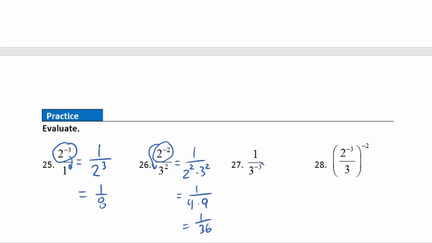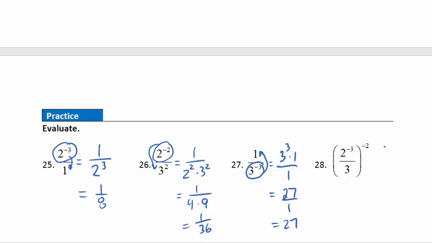27. We got 3 to the negative third power, so we're bringing that one up. So it would look like this, 3 to the third power times 1 over 1. 3 to the third power, I'm thinking 3 times 3 is 9, times 3 again is 27, and then 27 times 1 is just 27. So we're left with 27 over 1, which is just final simplified answer of 27.